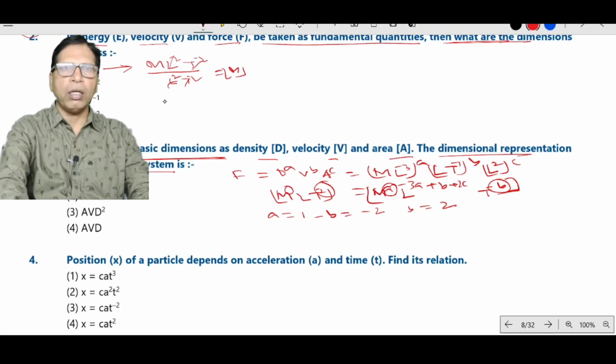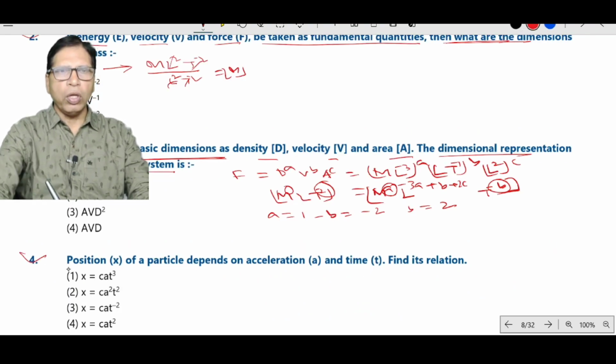Okay. Now question number 4. Position x of a particle depends on acceleration a and time t. Find the relation. Now look at this relation. Acceleration a is L T minus 2 into t cube. So look at this. This is L T. So this is not correct.